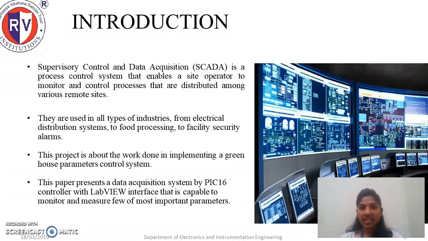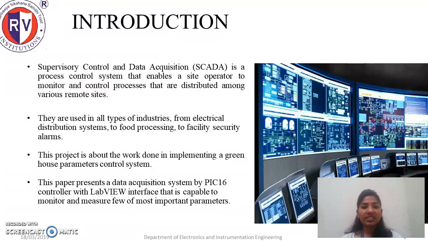Supervisory control and data acquisition systems, that is SCADA, are computers, controllers, instruments, actuators, networks and interfaces that manage the control of automated industrial processes and allow the analysis of those systems through data collection. They are used in all types of industries, from electrical distribution systems to food processing to facility security alarms, and this project is about the work done in implementing a greenhouse parameters control system.